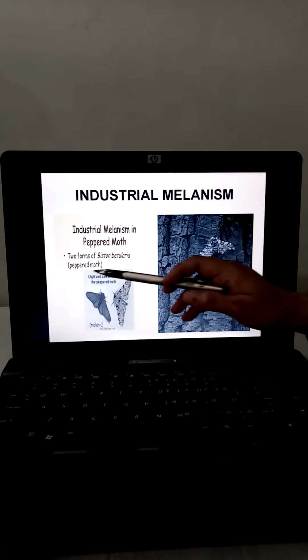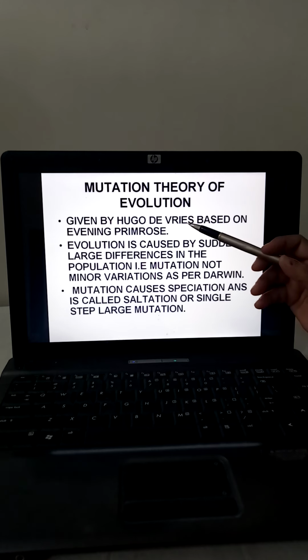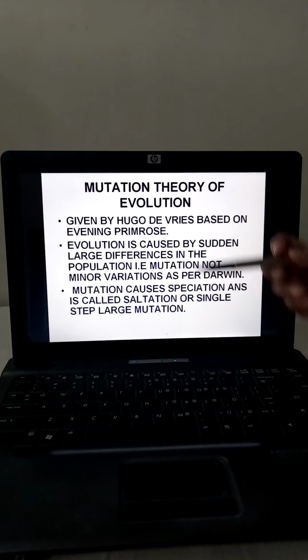Apart from Darwin, there was one more scientist worth mentioning when we talk about theories of evolution: Hugo de Vries. He came up with a theory called mutation theory, and he said that evolution happened because of large mutations happening in one go. Though now we know that mutation is the baseline of evolution: mutation leads to variation, variation leads to evolution.